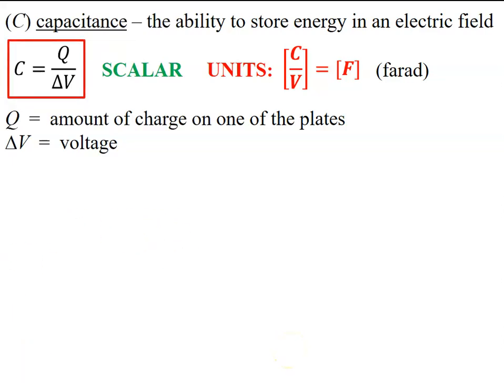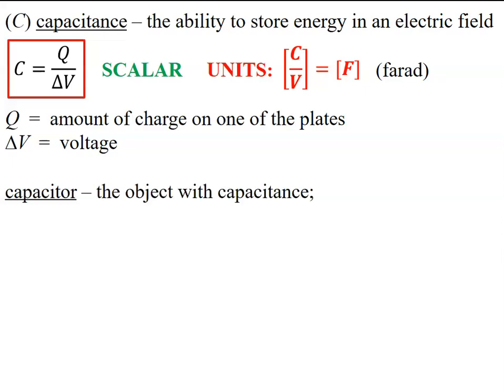And we give a new name to the oppositely charged parallel plates. They're now called a capacitor. And we'll define a capacitor as the object with capacitance. Right? I think that makes sense. So just make sure we use our vocabulary correctly. The capacitor is the object. That's the oppositely charged parallel plates. And what do they have? They have this capacitance, this ability to store energy in an electric field.